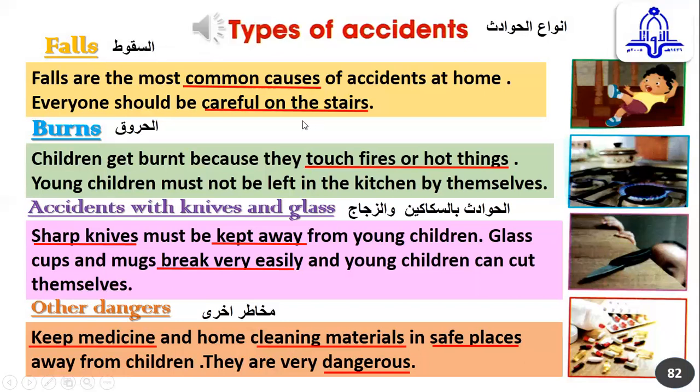Types of accidents. Falls. Falls are the most common causes of accidents at home. Everyone should be careful on the stairs. Burns. Children get burnt because they touch fires or hot things. Young children must not be left in the kitchen by themselves. Accidents with knives and glass. Sharp knives must be kept away from young children. Glass cups and mugs break very easily, and young children can cut themselves.